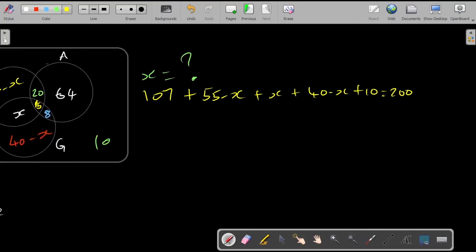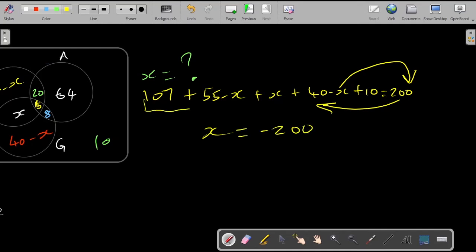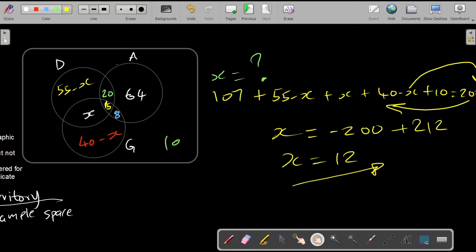And doing some math, you should get, so the minus x and the x cancel out, taking this x to the right hand side and the 200 to the left hand side should give x equals negative 200, and the sum of that should be 162, and then add it to 50, and that should give you 212. And so x should be 12. So that is the answer. And this, just write 12 learners.